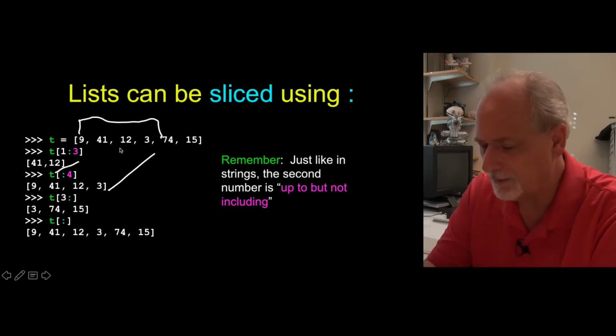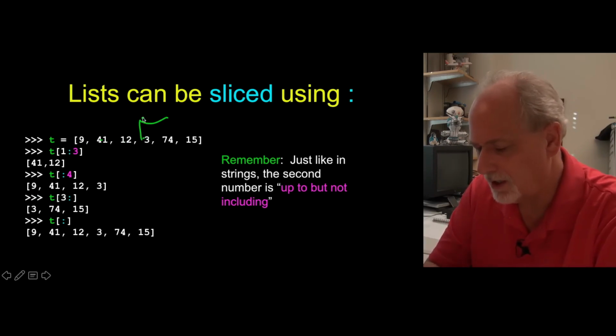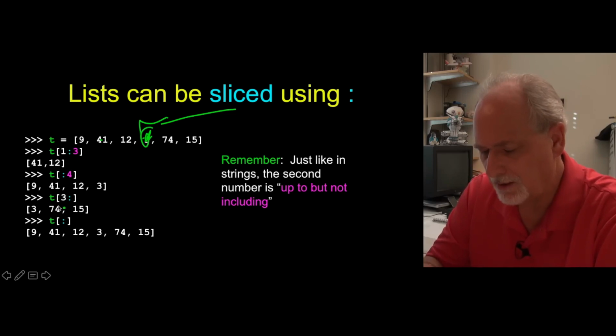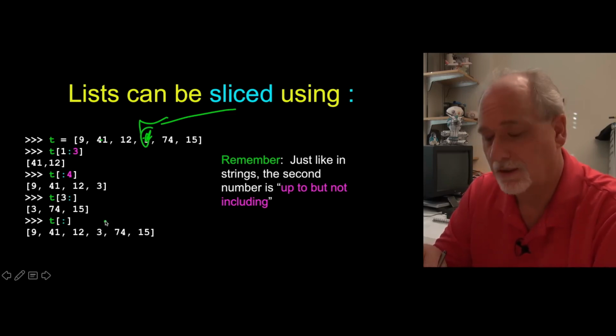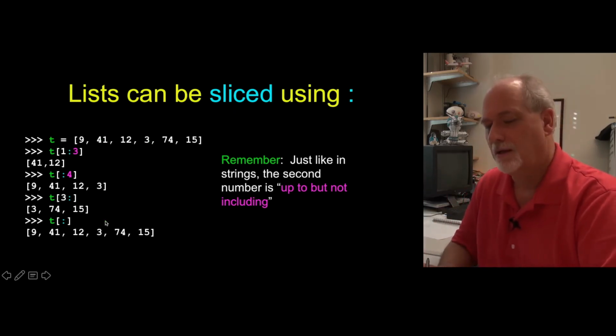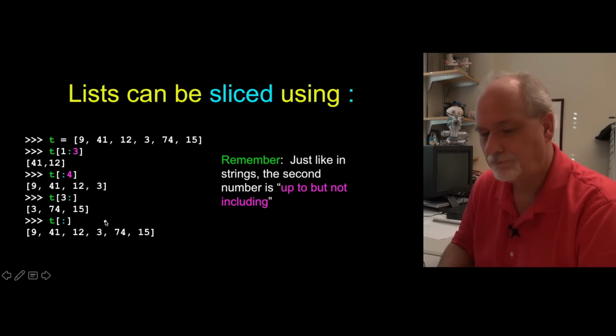We can say start at position 3: 0, 1, 2, 3. Start at position 3 and go to the end. Now the fact that the number 3 is in here is sort of irrelevant. 3 to the end is those 3 numbers. And then you can do the whole list with slicing as well. Again, these are pretty much the exact same examples I used when I was doing strings.